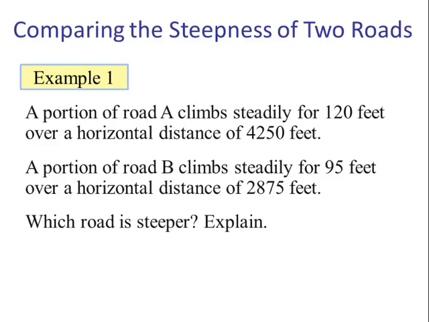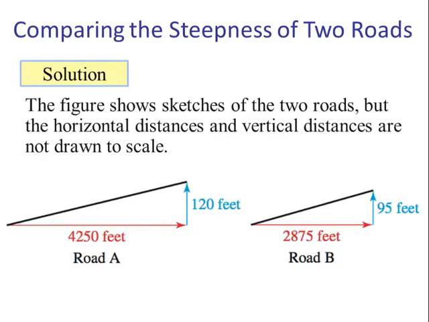Road A climbed steadily for 120 feet over a horizontal distance of 4,250 feet. A portion of road B climbed steadily for 95 feet over a horizontal distance of 2,875 feet. Which road is steeper? Explain. The solution: first thing we want to do is draw a picture to get a visual. Here we have road A. The vertical is 120 feet. The horizontal is 4,250. For road B, vertical is 95. The horizontal is 2,875.